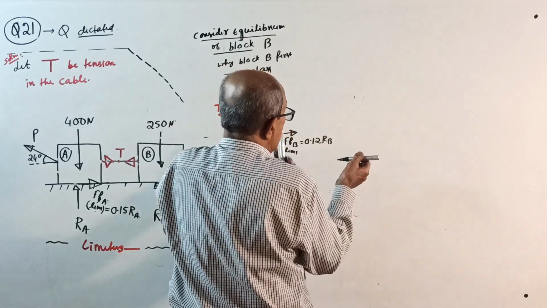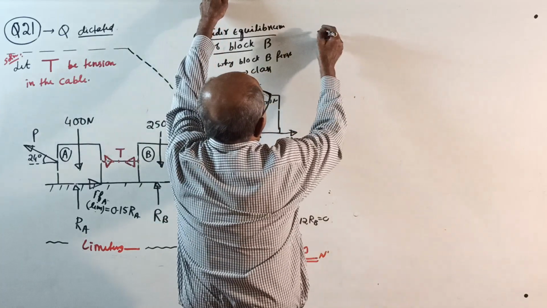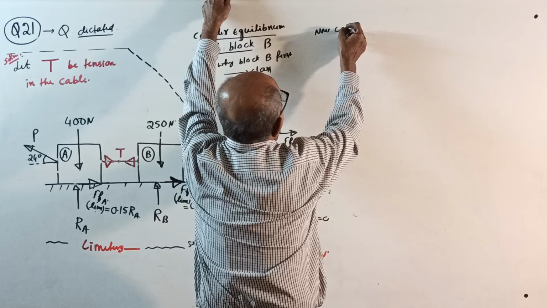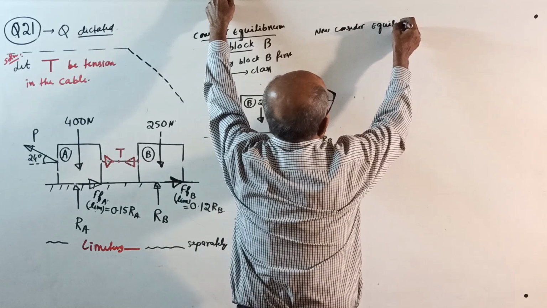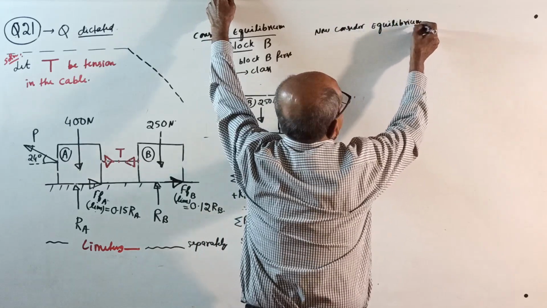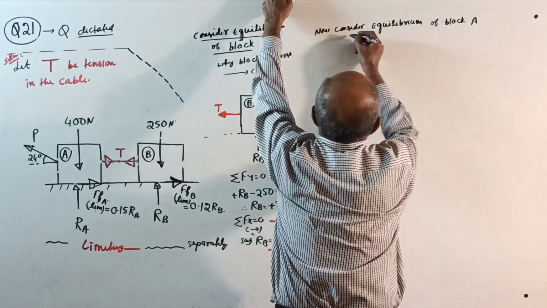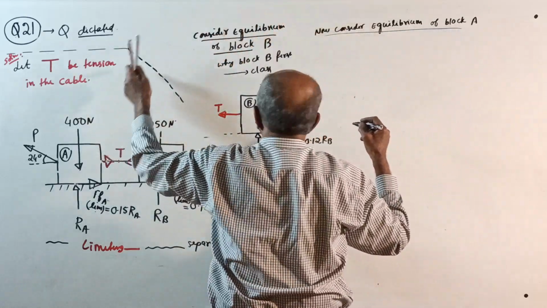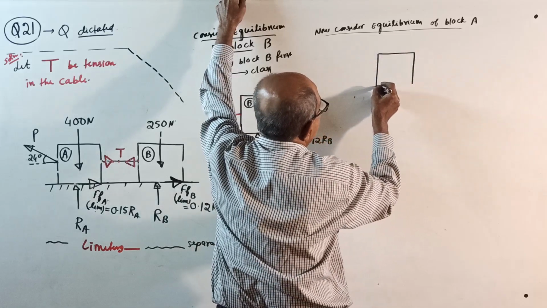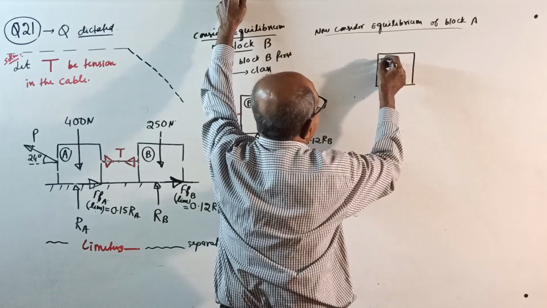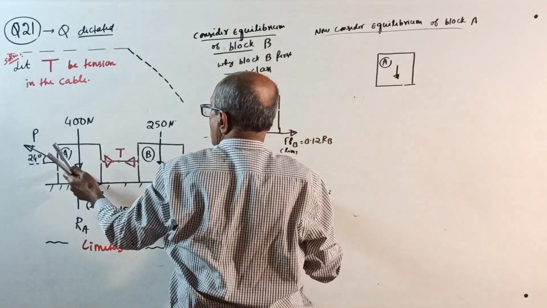Now consider the equilibrium of block A, where the unknown is P. Write a sketch. Now, the next two questions are very simple. This is block A. Its weight is acting vertically down. How much weight? Weight is 400 Newton.